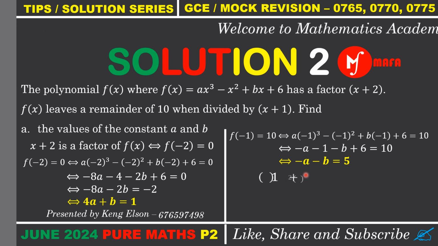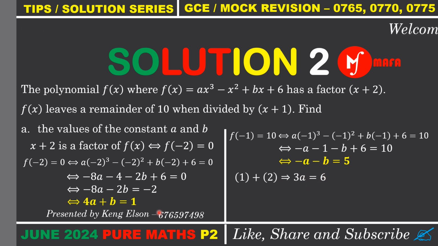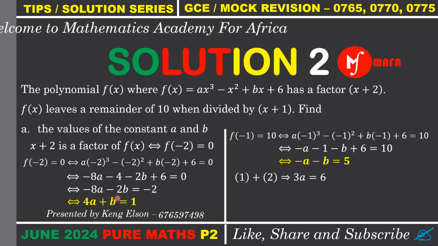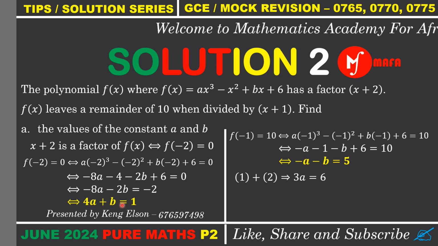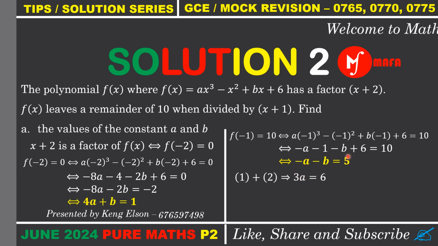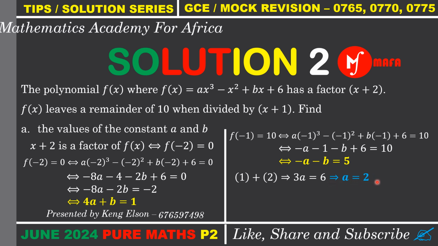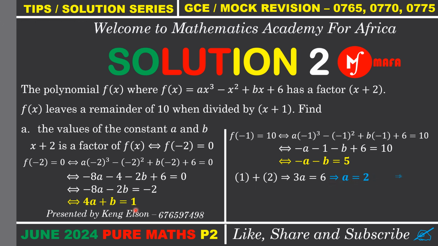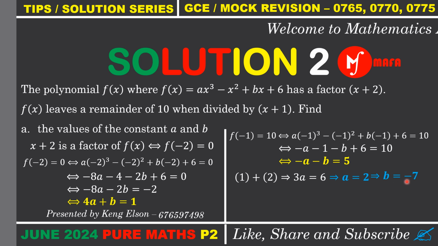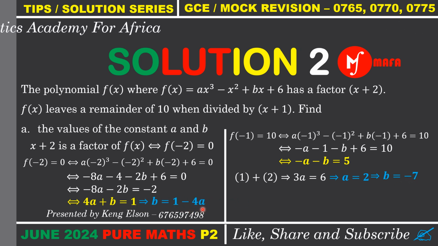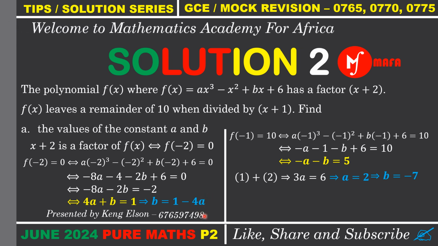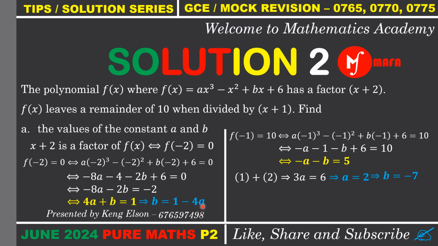We clearly see that when we add the two equations, your b disappears because you are going to have -b plus b. It vanishes to 0. So we are going to have -a plus 4a is 3a and 5 plus 1 is 6. With this, a will be equal to 2. Now from this equation, what is the value of b? b is equal to -7, because from here we realize that b is 1 minus 4a, and since a is equal to 2, b will be 1 minus 4 times 2, which is equal to -7.